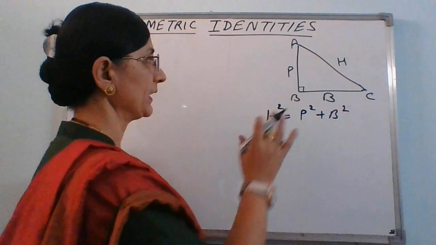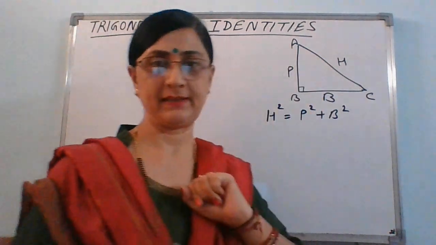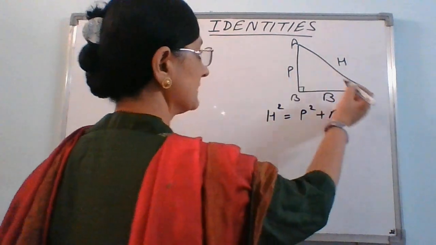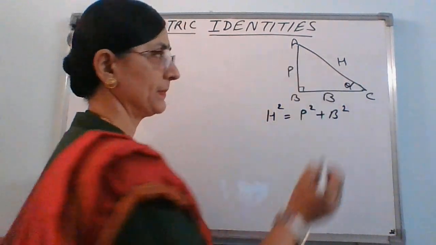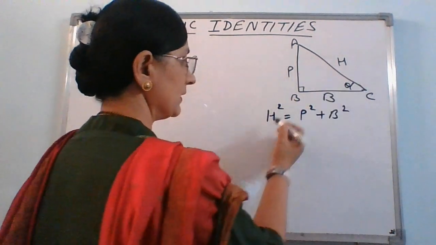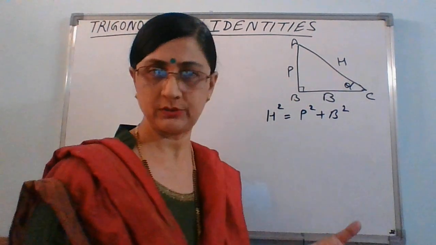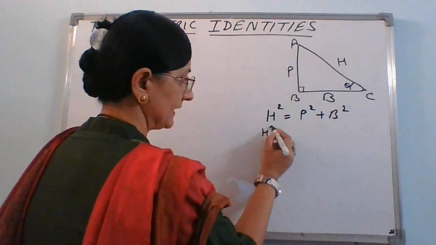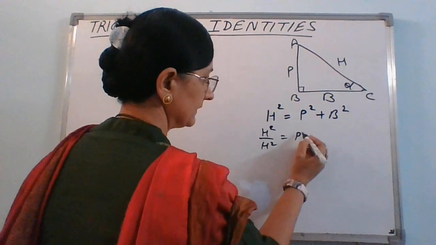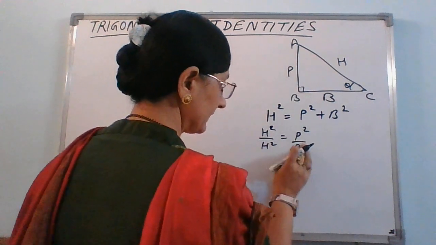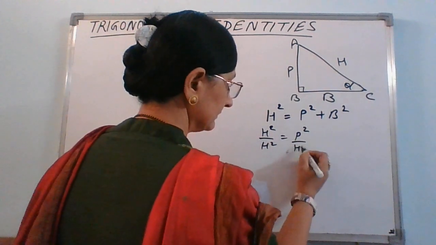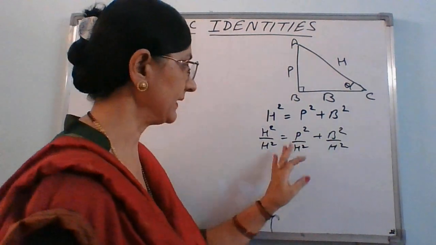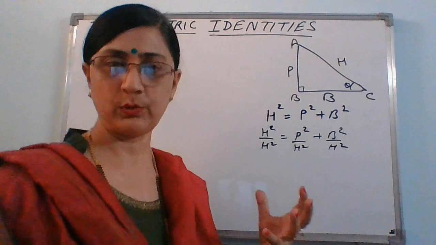Okay, now we know that this is a right triangle. The longest side is the hypotenuse, this is the base, and if we talk about theta, this is the perpendicular. Now here hypotenuse square is equal to p square plus b square, that is the Pythagoras theorem. Now if we divide this equation throughout by h square, we are dividing the whole equation by hypotenuse square.